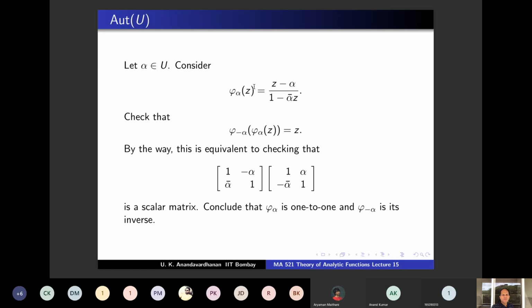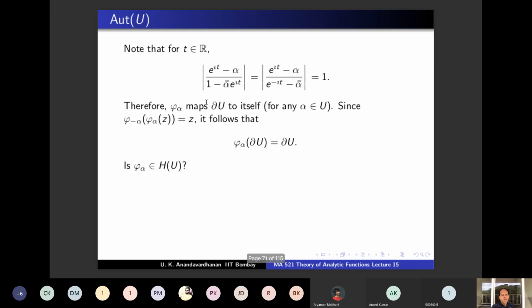So these are automorphisms. What we have shown is that these are automorphisms of U. We are going to show that these are essentially all the automorphisms of U. So what we have verified now, by MMT, because we used MMT here, is that these are automorphisms of U. Now we are going to do an argument using Schwarz lemma to show that these are essentially all the automorphisms.